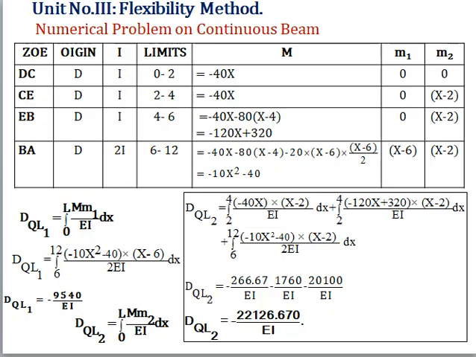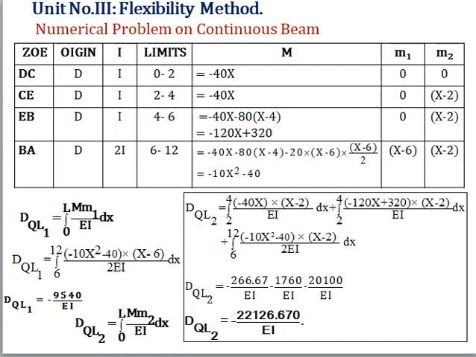Also we calculated the displacement in the release structure subjected to loads corresponding to the redundant action, and their values are DQL1 equal to minus 99540 by EI, and DQL2 equal to minus 22126.670 by EI.